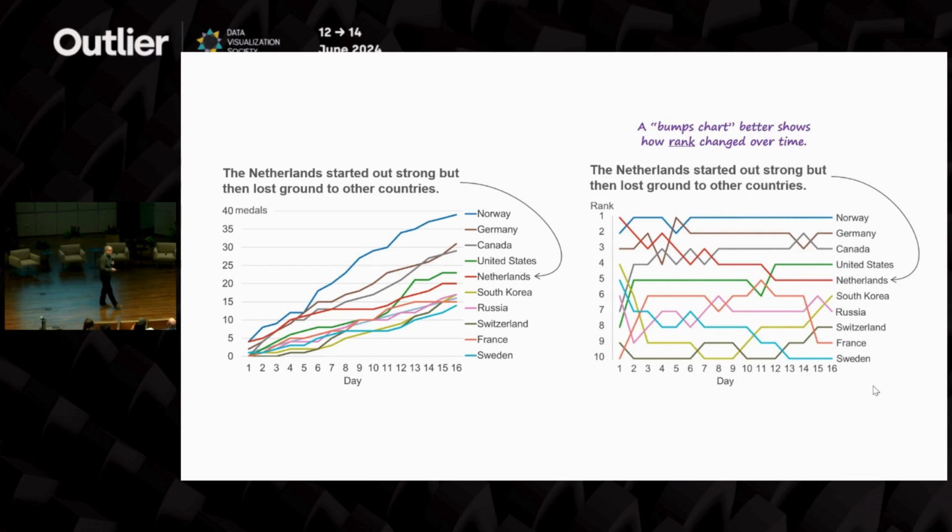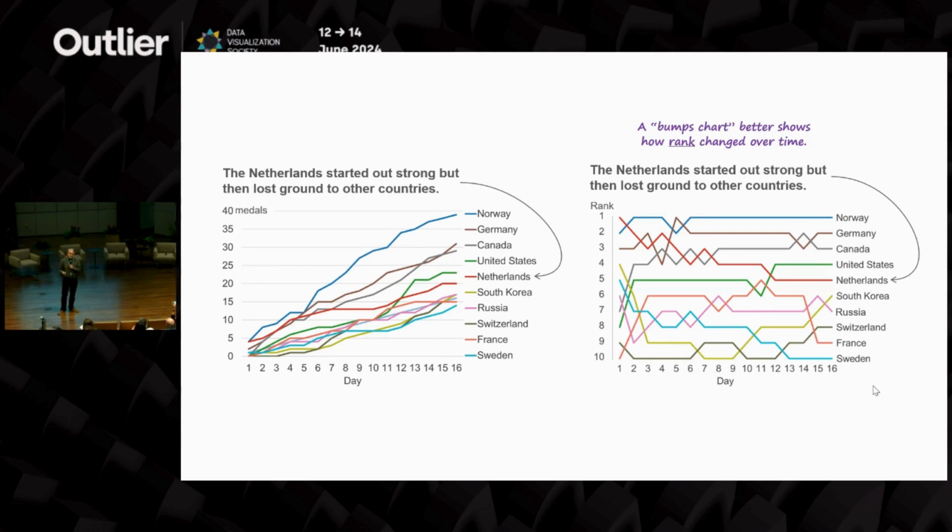But what if we were to show this data as a special kind of line chart called a bumps chart? This is a line chart where instead of showing changes in quantity, we're showing changes in rank. And now I can see much more clearly that, oh yeah, the Netherlands did actually lose ground, actually have a line going down. They started out in first place, and then over time they finished off in fifth.